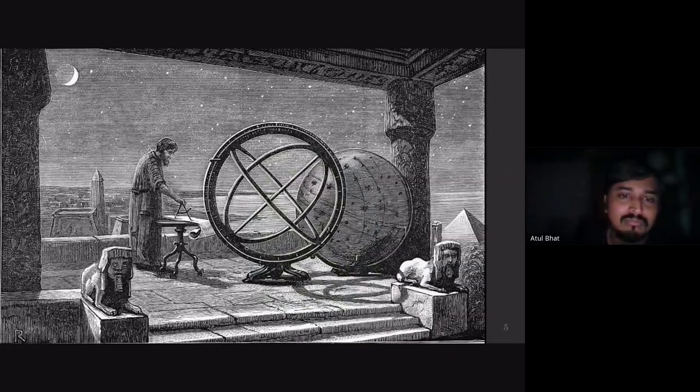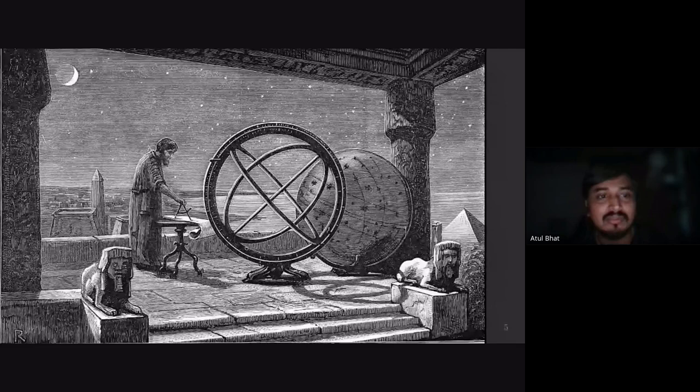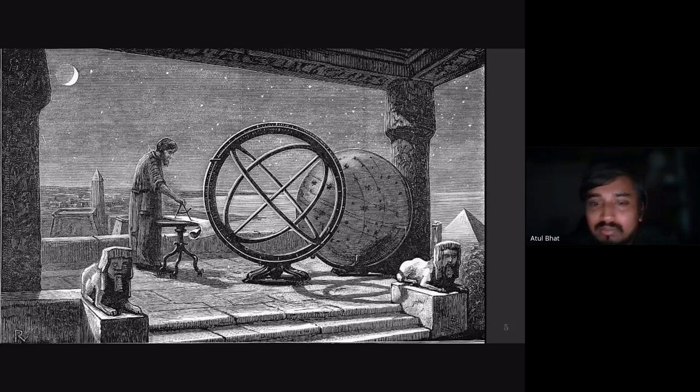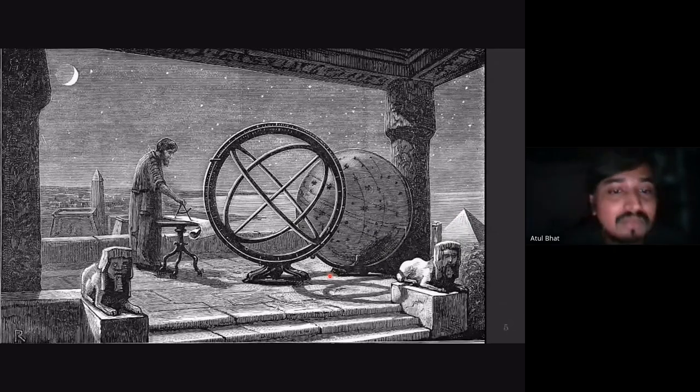So, ancient astronomers, you will have heard of, like the pyramids. In this image, you can see the pyramid is here somewhere in the right edge. So, we are presuming that this is from the Egyptian period, or maybe the Greeks when they were conquering the Egyptian parts of the world. They observed the night sky.